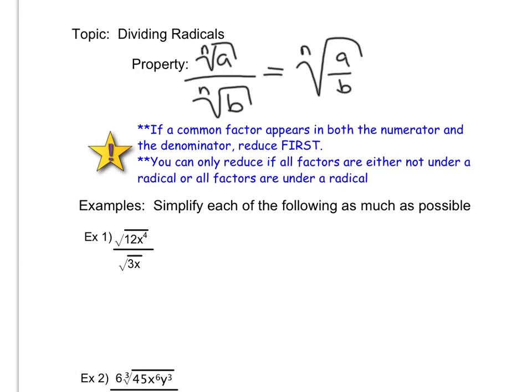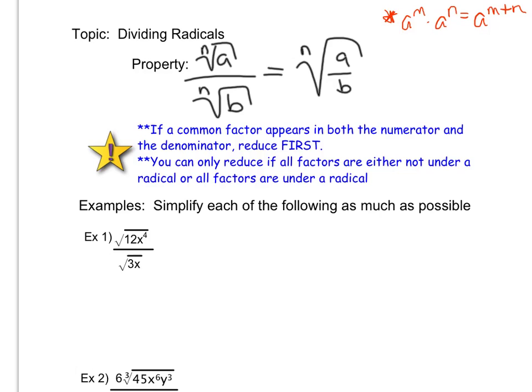Well, I know that both 12 and 3 can be divided by 3, and x to the 4th divided by x. So I'm going to take a break for a second and show you where this is coming from. I'm going to give you a rule similar to the way I did with multiplying. If you remember from the last video, when we multiply a to the m times a to the n, multiplying same base gives me a to the m plus n.